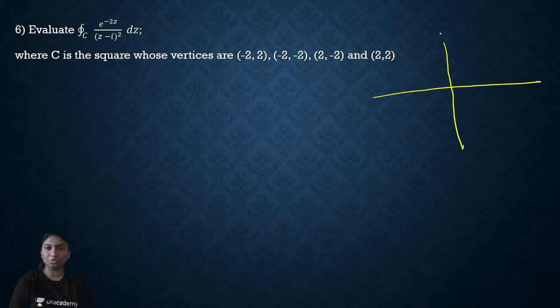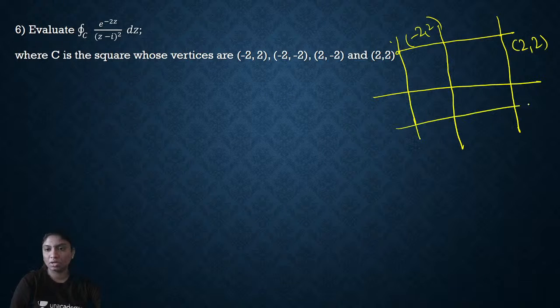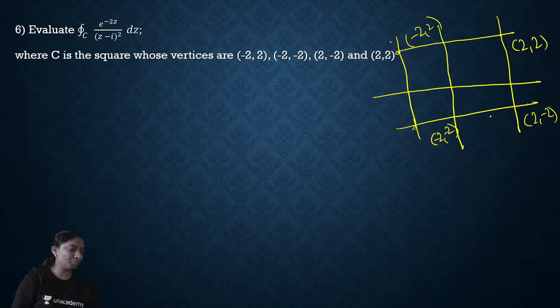Z is equal to 2. Okay, this is your curve. This is the point 2, 2. Right? Here you will get a point where -2, 2. Here you will get a point where -2, -2. And here is 2, -2. Okay? So ultimately, see here.